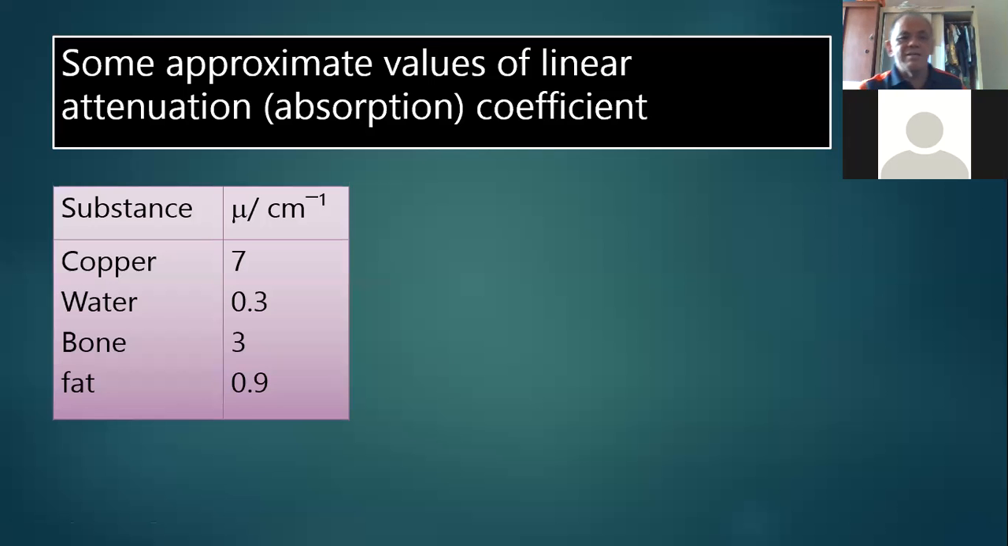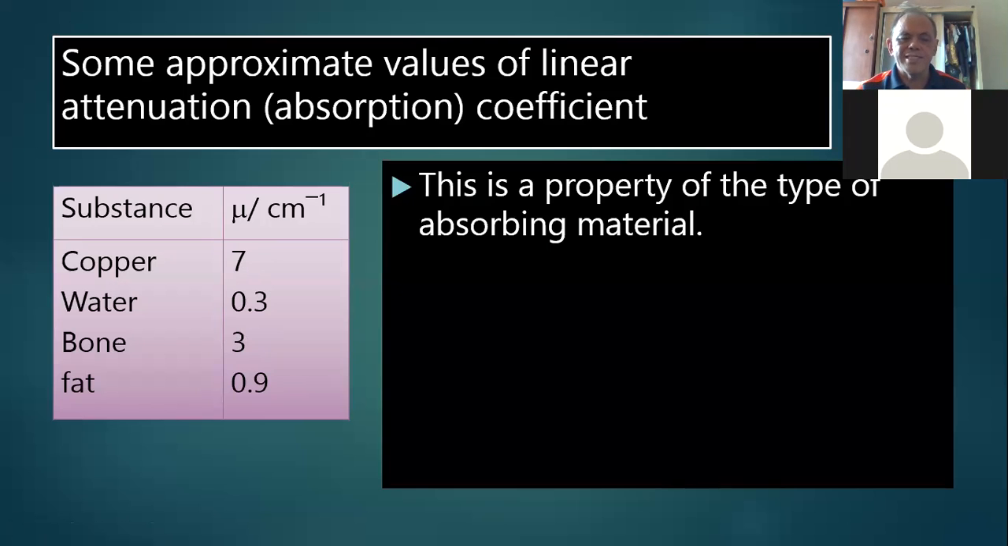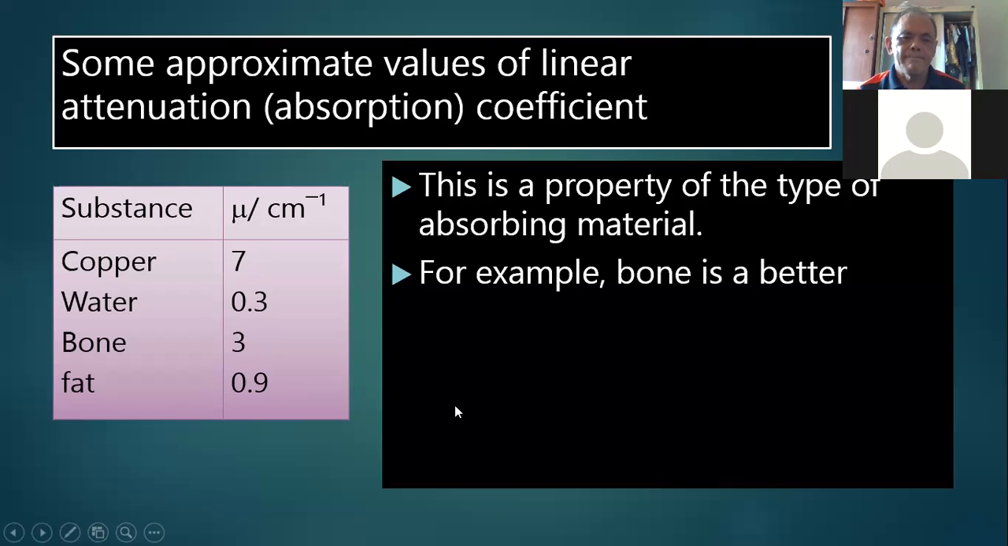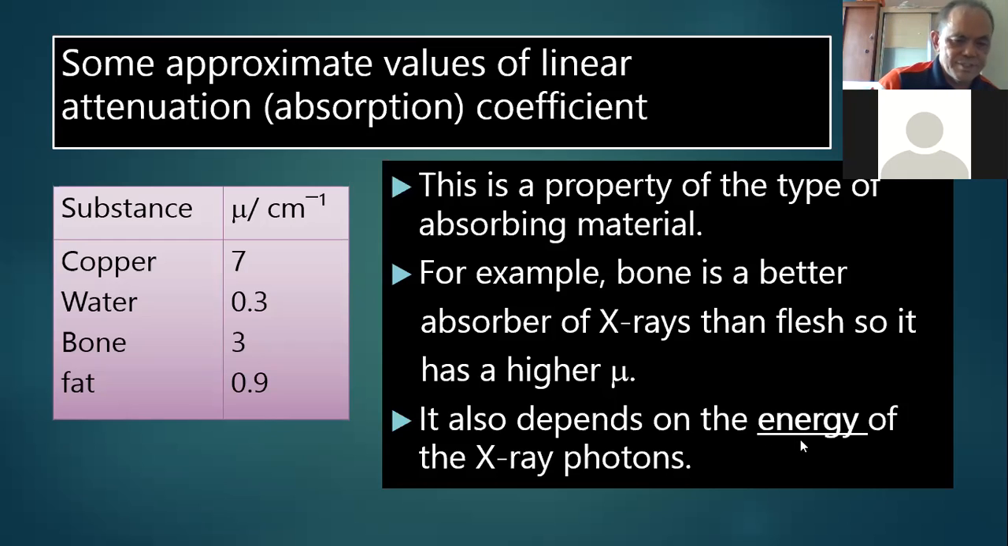Here are some approximate values of the linear attenuation coefficient. You can see that this is for a particular energy only. You have to compare with the same energy. Copper, a metal, is quite high, and bone is also quite high. Water and fat are very small. So we can see that mu depends on the type of material. Bone is a better absorber of X-ray than flesh, so mu is high. It also depends on the energy of the X-ray photon.